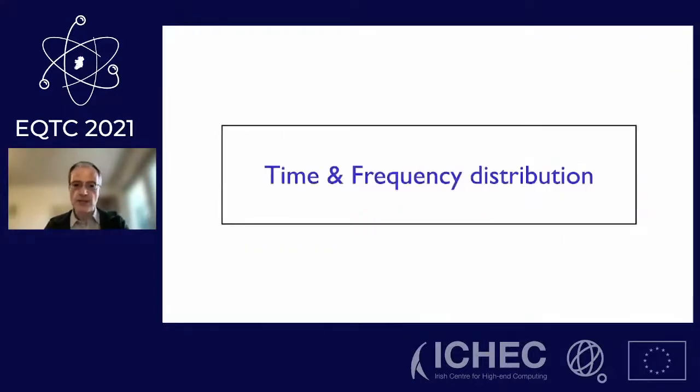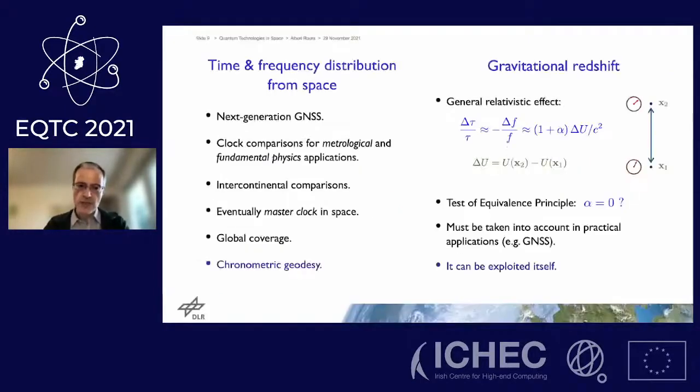The second area is time and frequency distribution. And here, this can be naturally exploited for clock comparisons in the context of metrology, but also fundamental physics applications. We heard already in Ivo's talk about networks based on optical fibers to do precisely that. However, the interest here is that, again, this would allow intercontinental comparisons and also global coverage, which has particularly interesting applications, as I'll mention in a moment in my next slide, on the so-called chronometric geodesy.